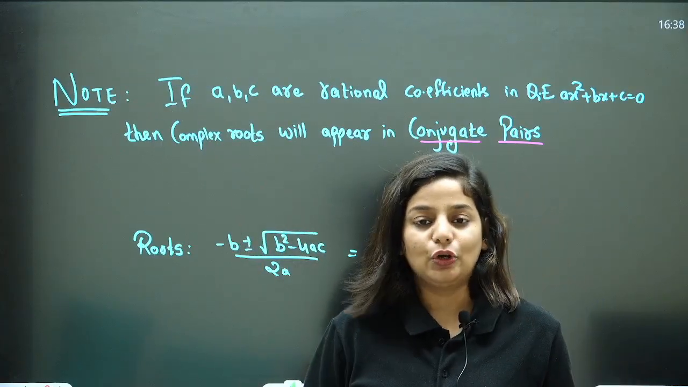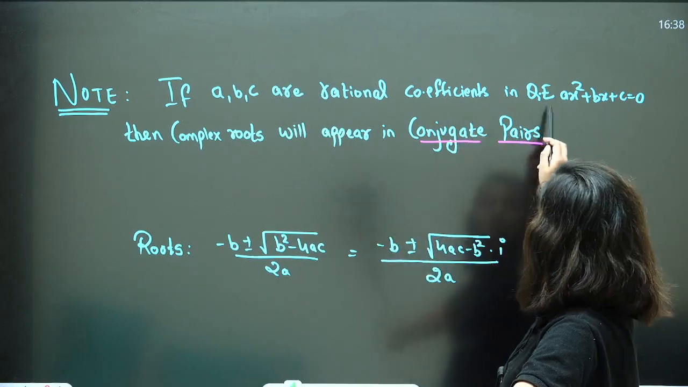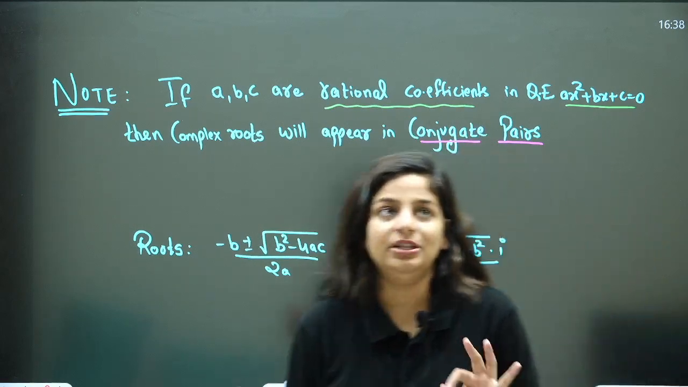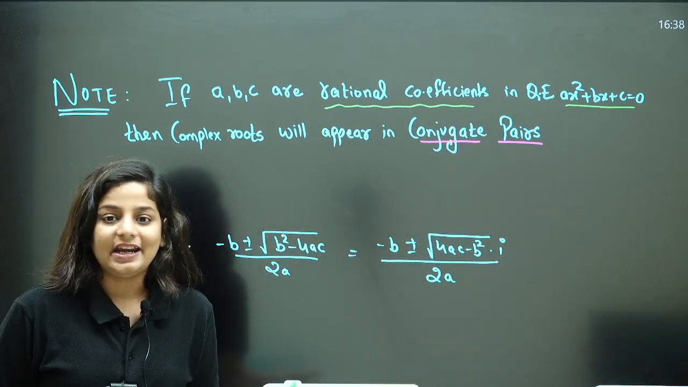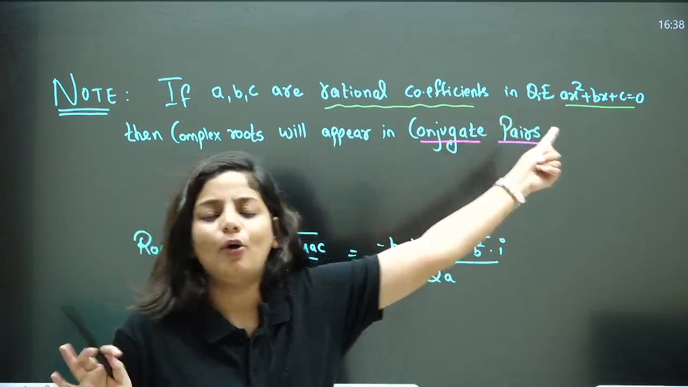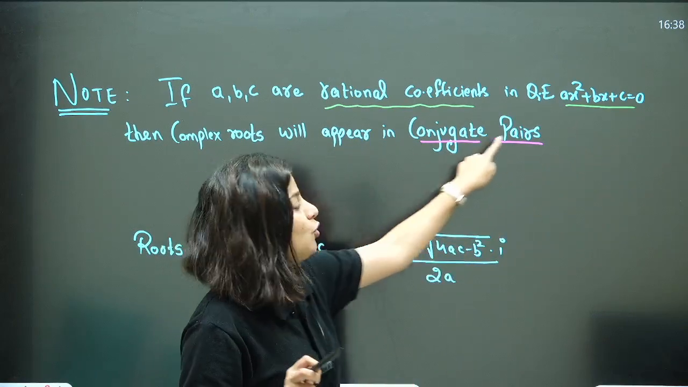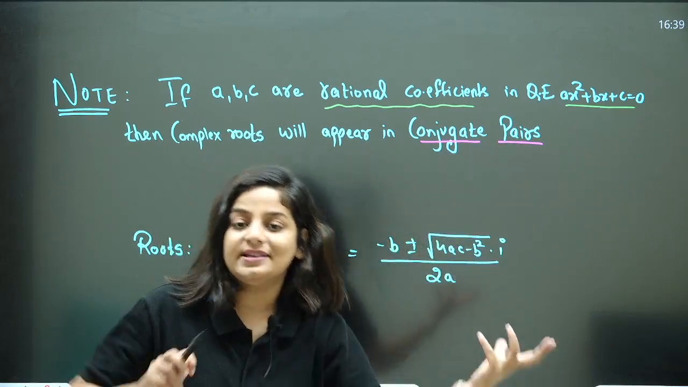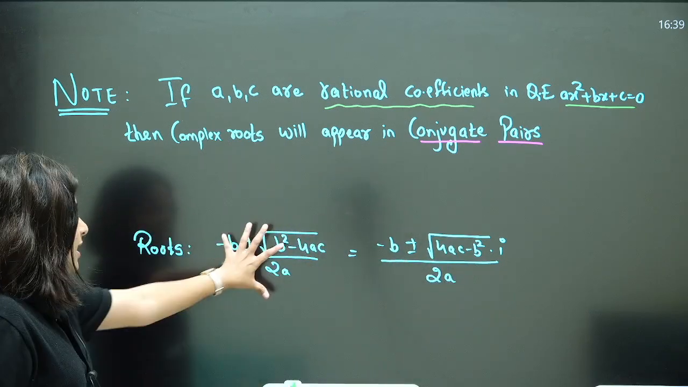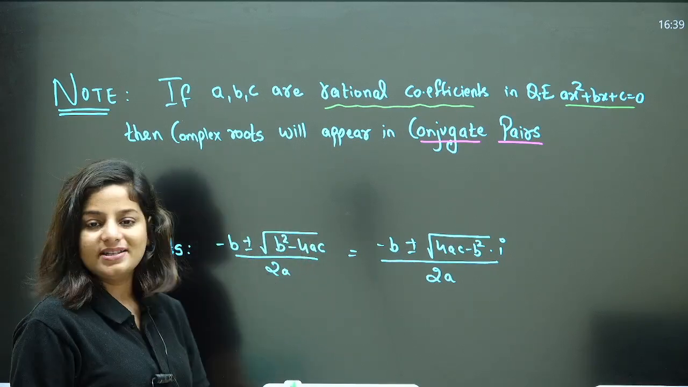That's what I have concluded here. For a note, if a, b, c are rational coefficients of the quadratic equation, what are a, b, c? They are rational coefficients. I mean, they should not be imaginary or irrational. If your a, b, c are irrational, then the roots will not be complex conjugates. But if they are rational, then the roots will appear in conjugate pairs. So one positive i, one negative i. That's the only difference. Understood? Very good. This is the formula which we are using: minus b plus minus root of b square minus 4ac upon 2a.